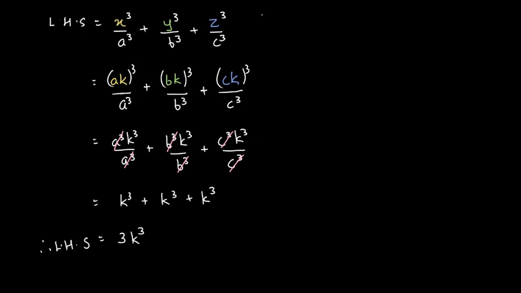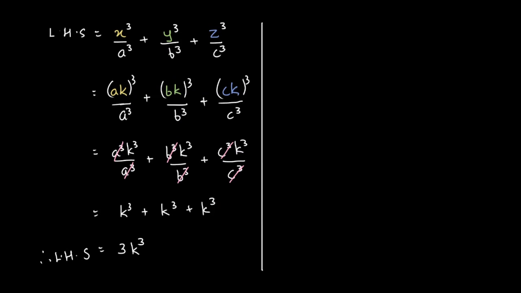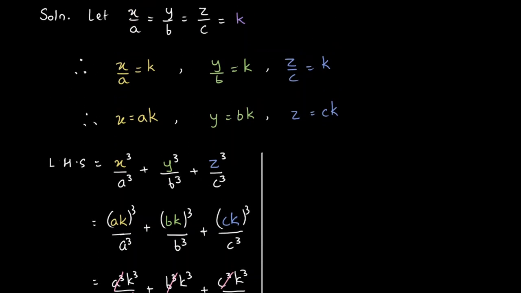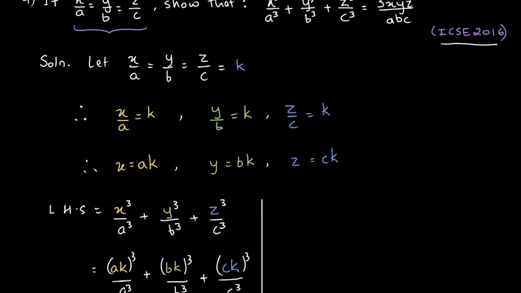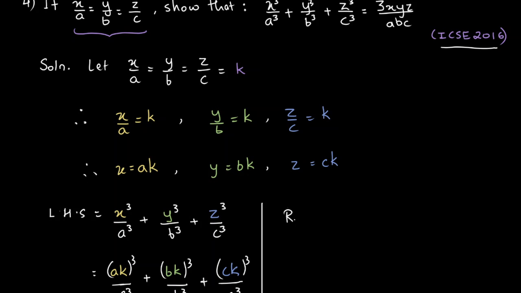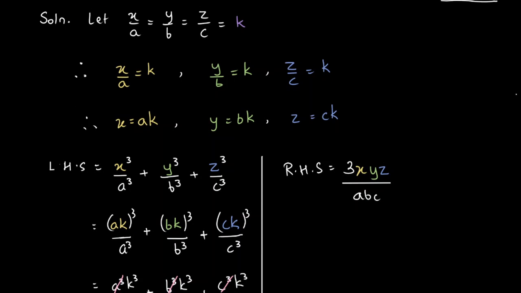Now we need to do a similar operation on the right hand side as well. Consider the right hand side, substitute the values of x, y, and z, and then simplify it. So my RHS is equal to 3 times xyz upon abc. Once again we'll make a similar substitution, substituting the values for x, y, and z.